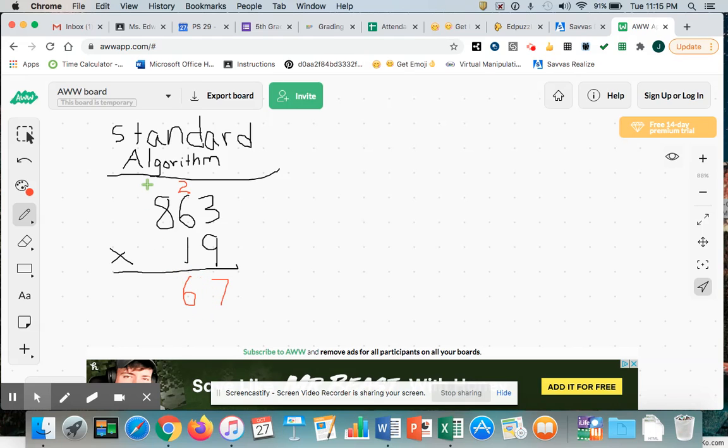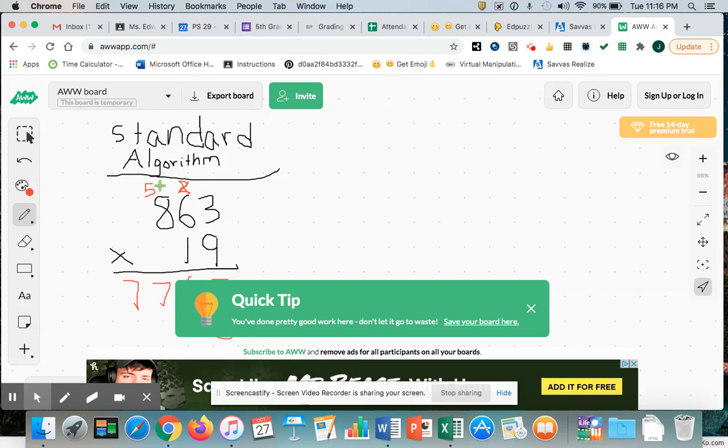Put my 6 down here. Don't forget to regroup your 5. 9 times 8, that's right, 72 plus 5, 77. Now, it is so important before we move on to the tens place, the 1 in the tens place, that I hold my place value with a 0. Because I'm moving on to the tens place, I have to make sure I put a 0 in this ones place. Now, I don't need these anymore. I'm going to cross those out so I don't get confused.